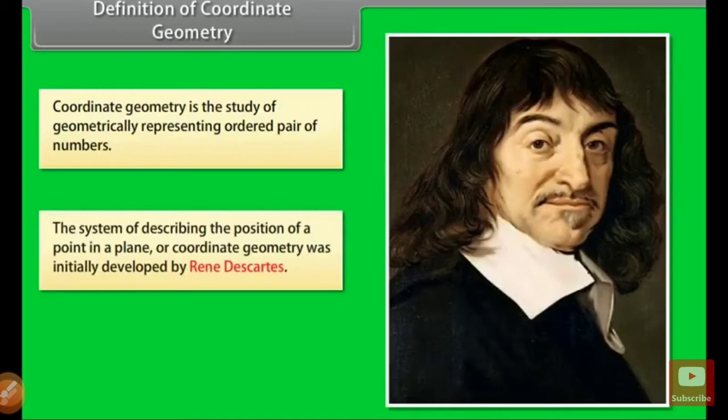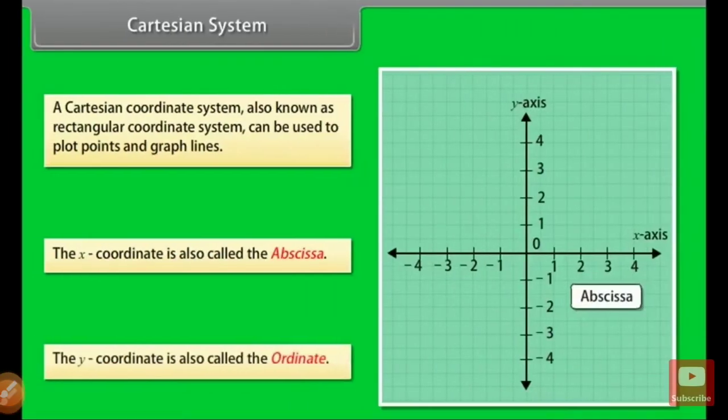The system of describing the position of a point in a plane, or coordinate geometry, was initially developed by René Descartes. He was a French mathematician. Next is the Cartesian system. A Cartesian coordinate system, also known as the rectangular coordinate system, can be used to plot points and graph lines.